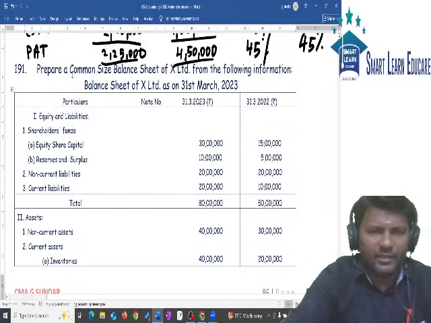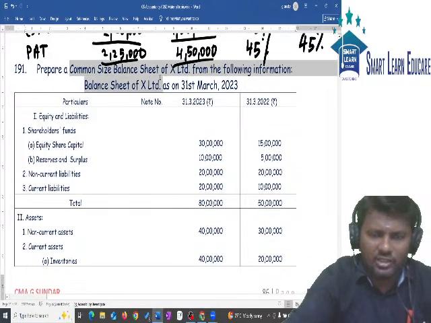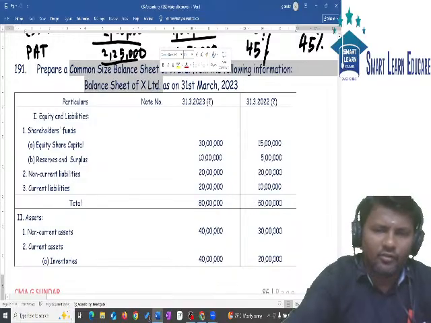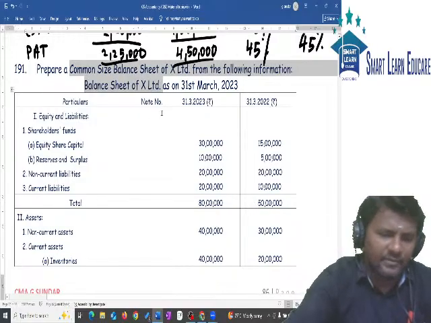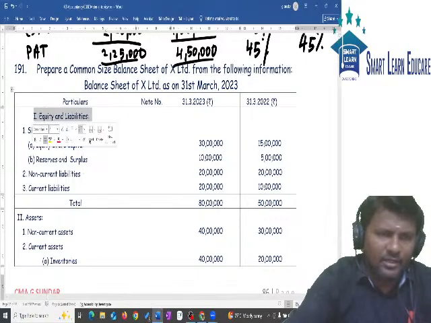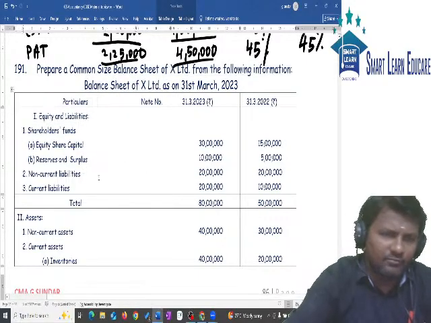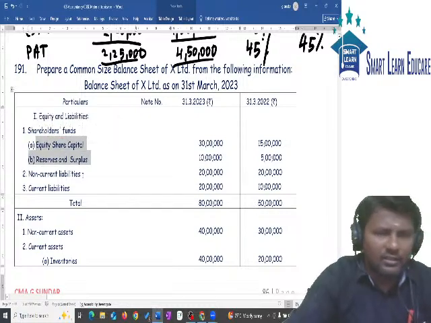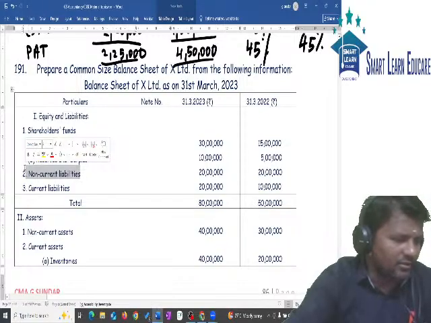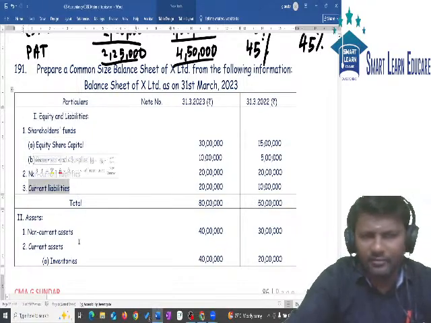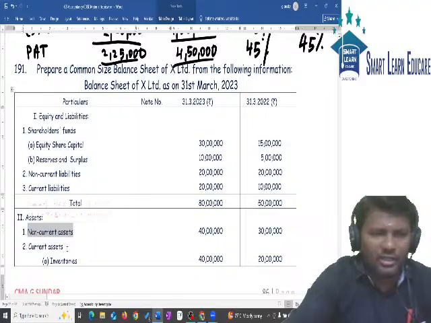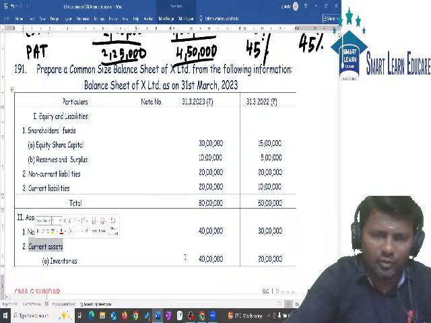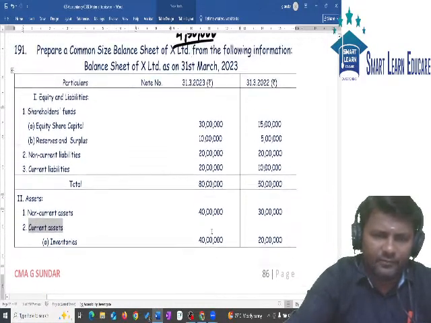Next one, preparation of common size balance sheet of X Limited. Balance sheet is given. Heading equity and liability. In that shareholders fund. In that equity share capital. Second, reserves and surplus. Third, non-current liability. Fourth, current liability. Current asset, non-current asset. So assets given, liability given.